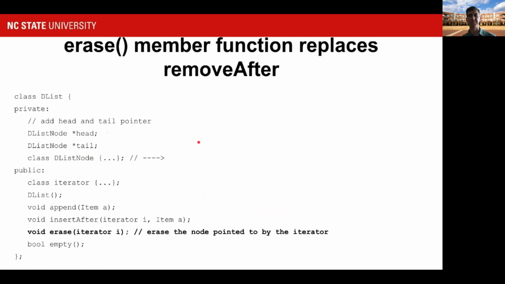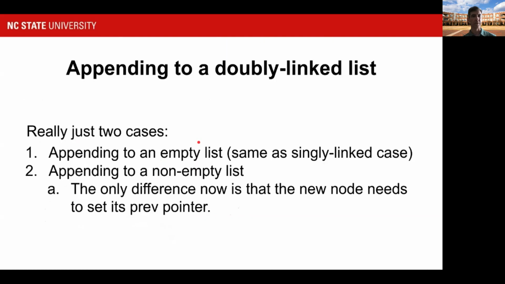Okay, so I think we're ready to skip ahead to some operations. Appending to a doubly linked list. Appending just refers to adding a node to the end of the list. It will become the new tail of the list. There are two cases that we think about when we're going to append to a list: either we're appending to an empty list, or we're appending to a non-empty list, where there's already something there. Appending to an empty list is basically the same as the singly linked list case.